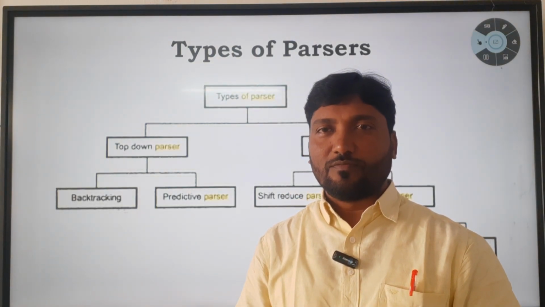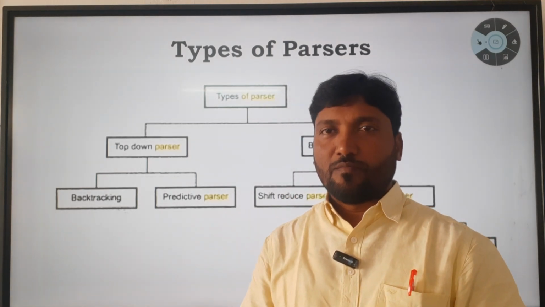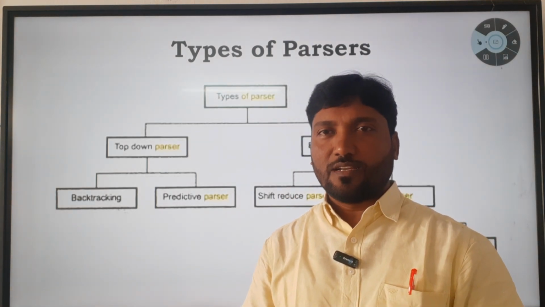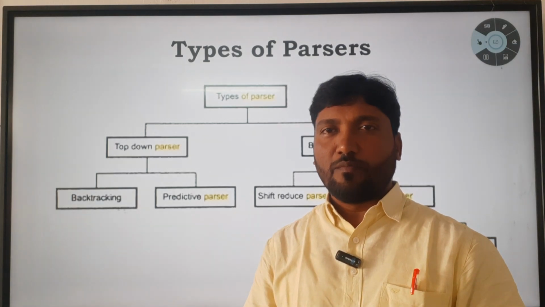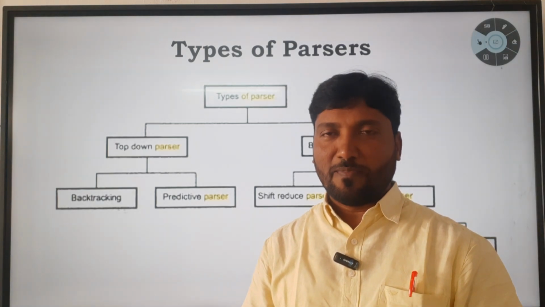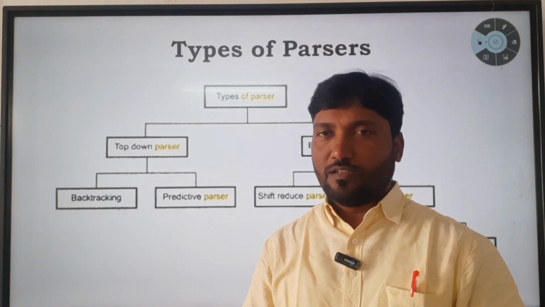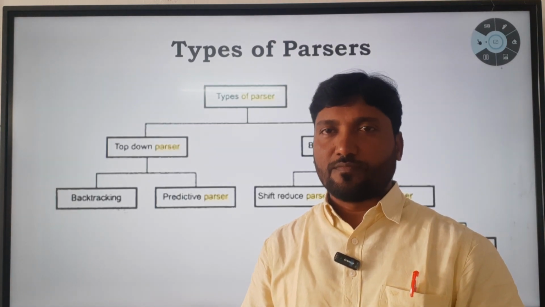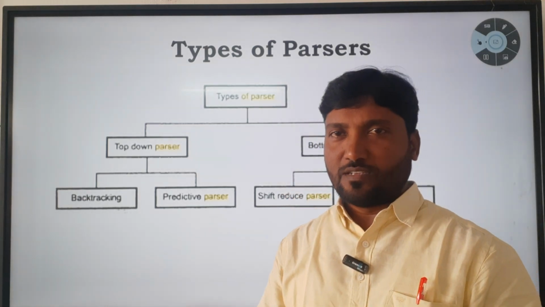In this video, we are going to discuss types of parsers. Basically, there are 6 phases in the compiler. Among the 6 phases, the second phase of the compiler is the syntax analyzer, in which we are going to construct a parse tree for the tokens. Here there are various types of parsers.